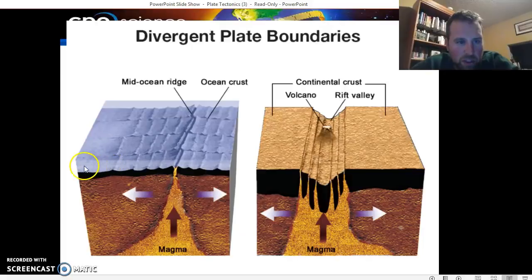As these plates are pushed apart, there's not like a big gap here. What happens is as this magma rises to the surface of the ocean, it actually cools down and forms new sea floor. So this is a divergent boundary.